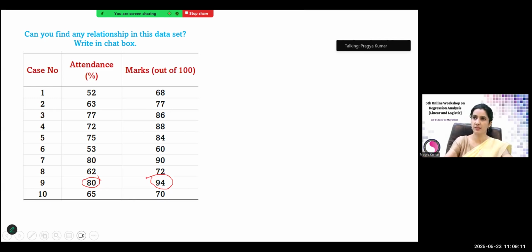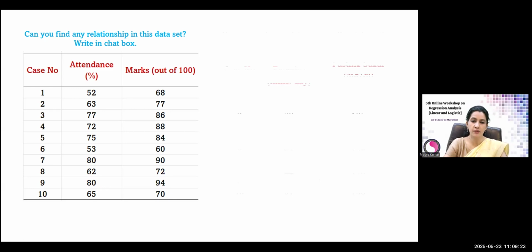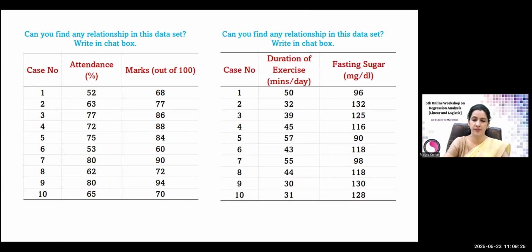Can you show the chat? Positive. Yes. So there's a positive linear relation, because if attendance is increasing, marks is also increasing. Again, if I ask this question, can you find any relationship in this data set, like duration of exercise and fasting blood sugar? Yes, Subhapriya, you are right, the higher the attendance, the more the marks. In this case, what is the relationship in this data set? The second one.